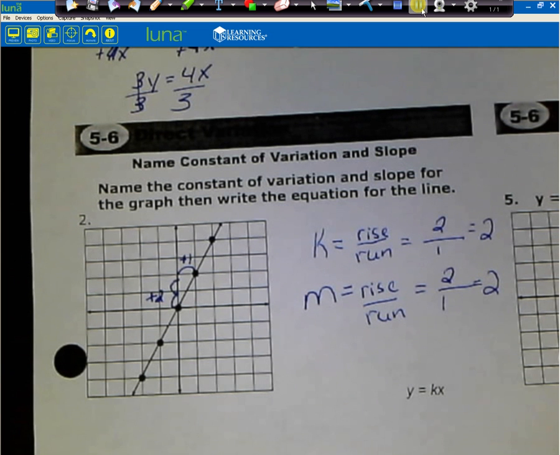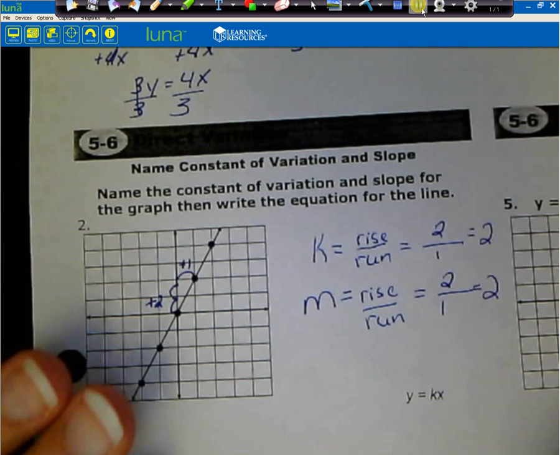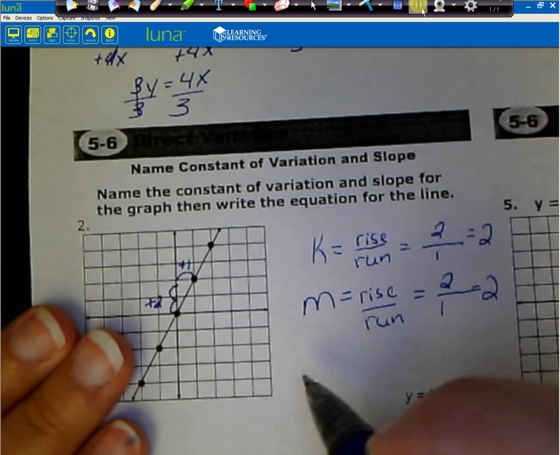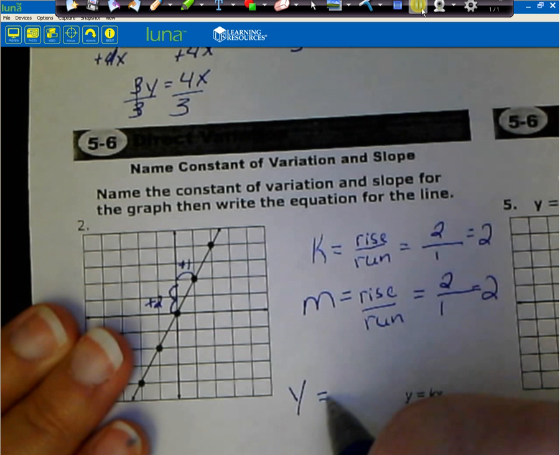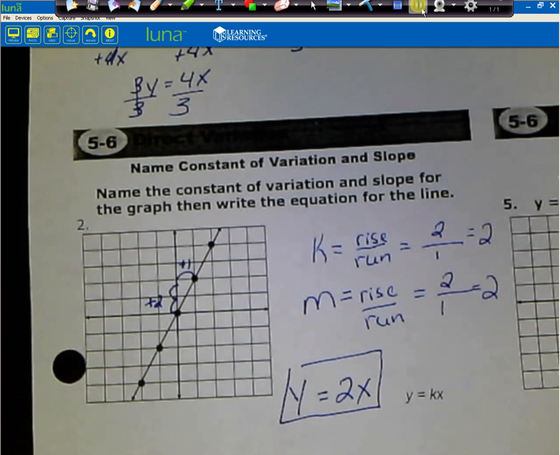All right, now we're going to actually write the equation for the line. And since it's y equals kx and k is 2, we say that the equation is y equals 2x. So that's our equation, our direct variation equation. Make sure you have that written down before you move on.